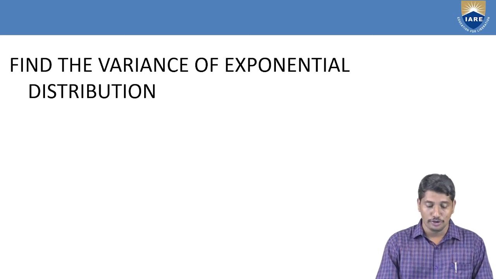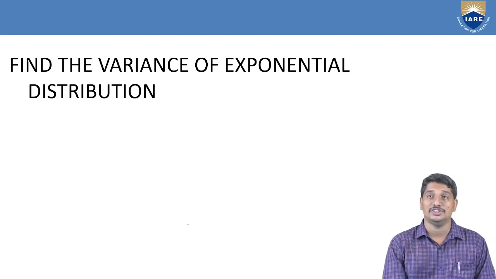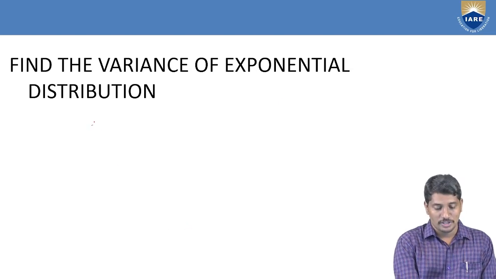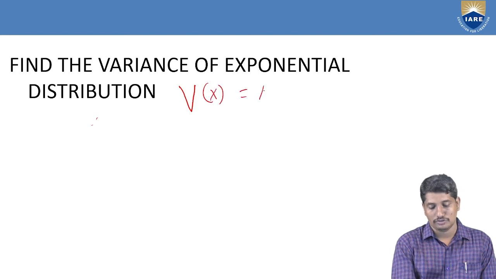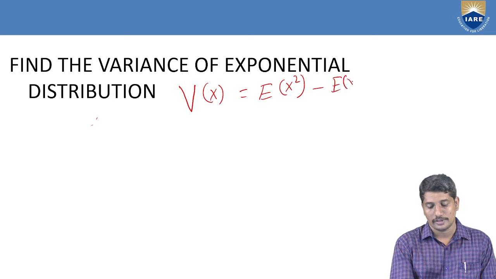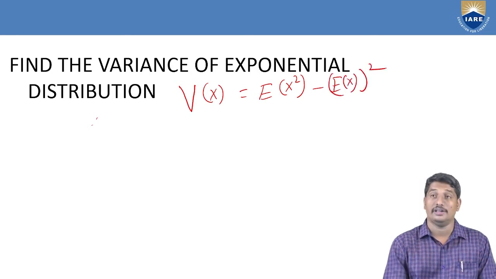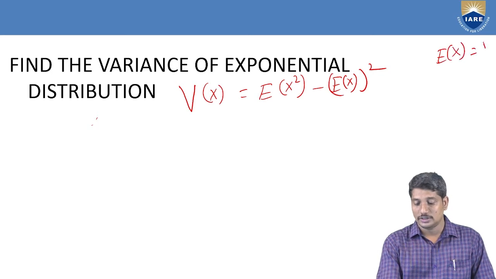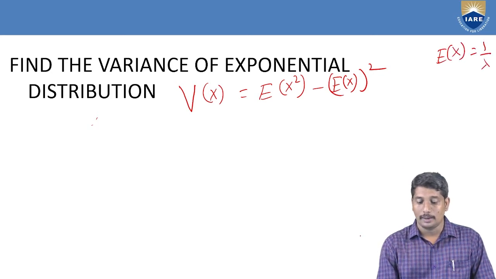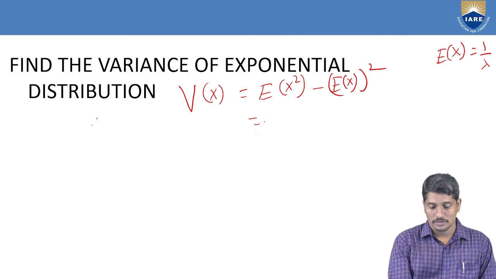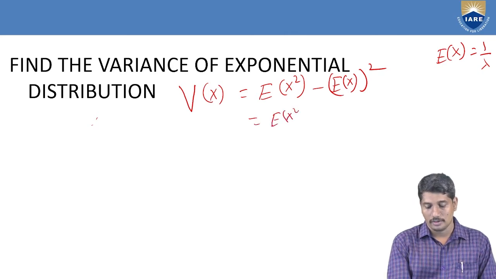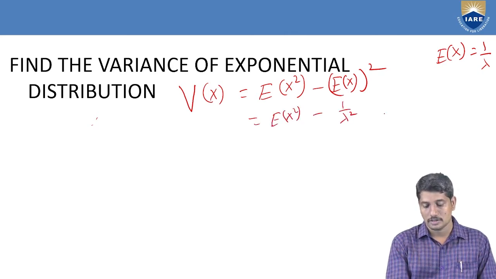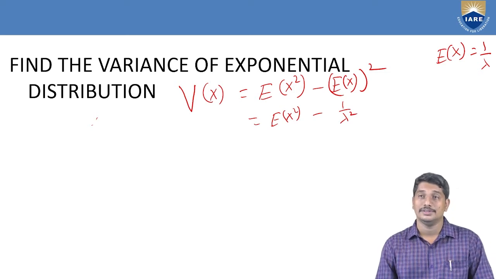Okay, now we are going to find the variance of exponential distribution. So for variance we have to start with the formula V of x is equal to E of x square minus E of x whole square. Fine. But we just now derived that E of x is 1 by lambda. So this becomes E of x square minus 1 by lambda square by substituting the value.